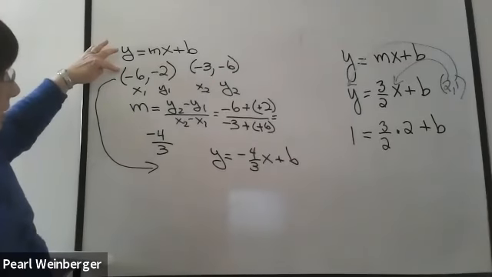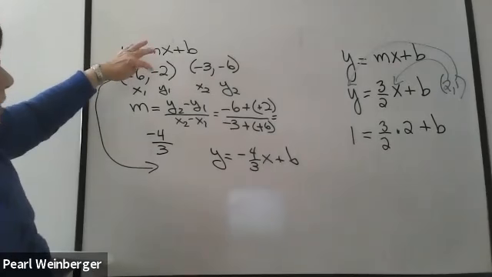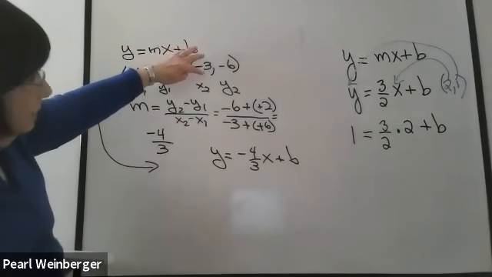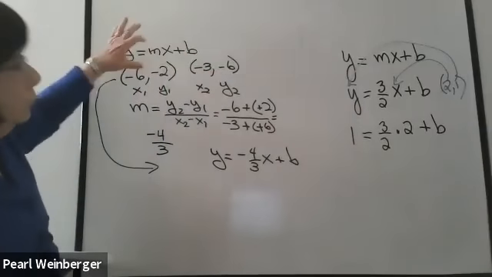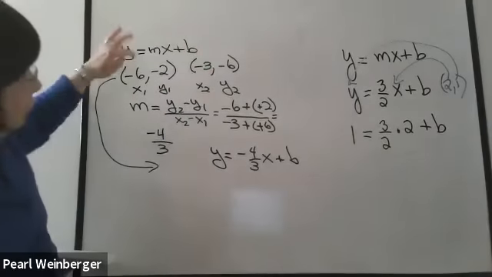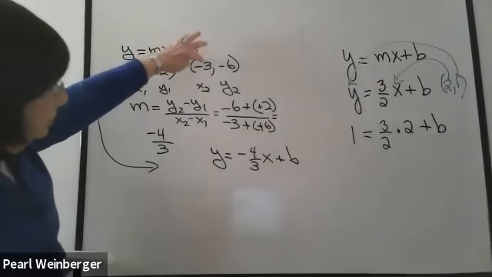I decided I'm going to take the -6, -2. I could have taken the -3 with a -6. Oh, so it doesn't matter which one you take, right? It doesn't matter as long as I'm consistent. I can't take the x from one and the y from the other. I have to go the x with the y, or this x with this y.